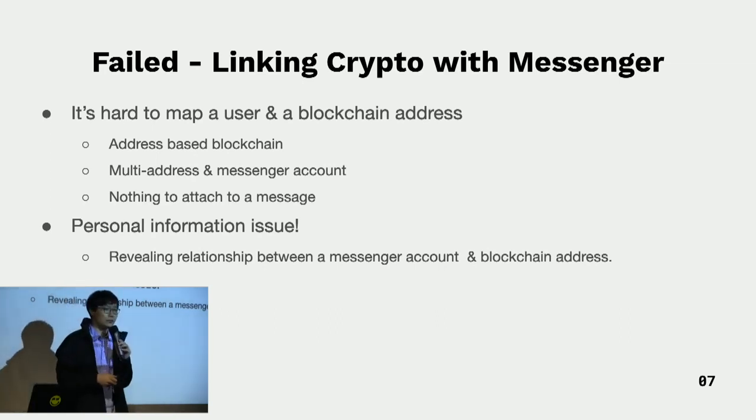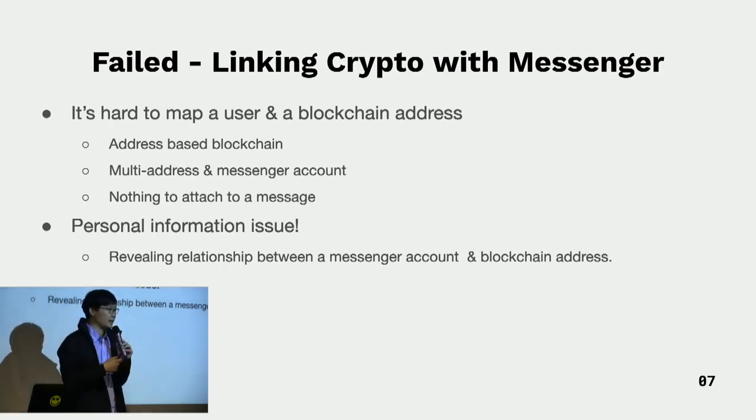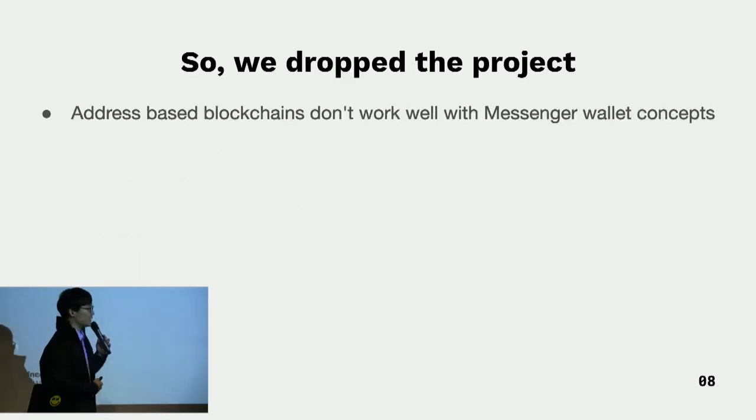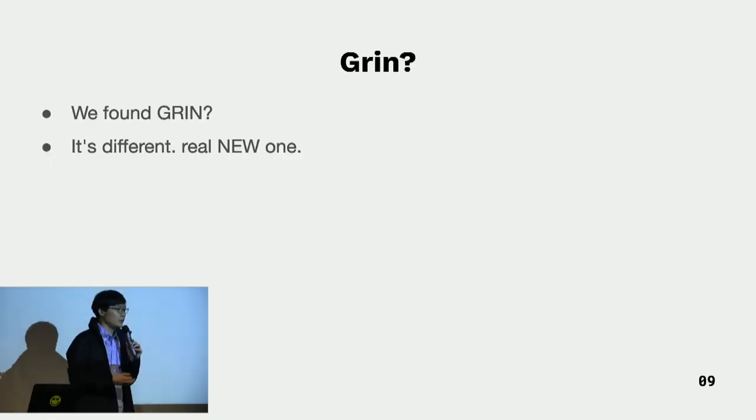And another thing we already saw many times today: once I interact with my friend, I can track all of their history, because beforehand the address is not matched to a real person, but with this approach, the total history is revealed through one transaction. So, yeah, we dropped the project at that time. Bitcoin and Ethereum are not fit for this kind of messenger app.